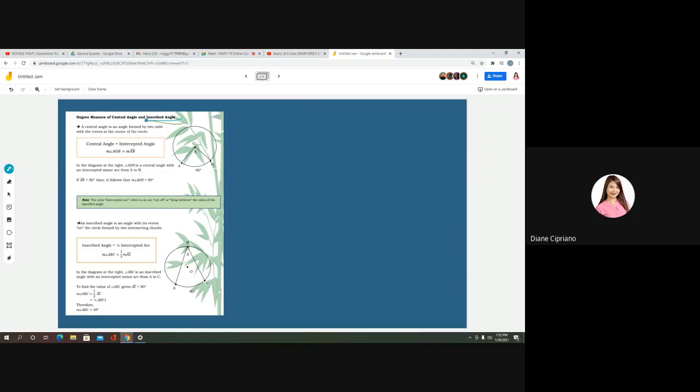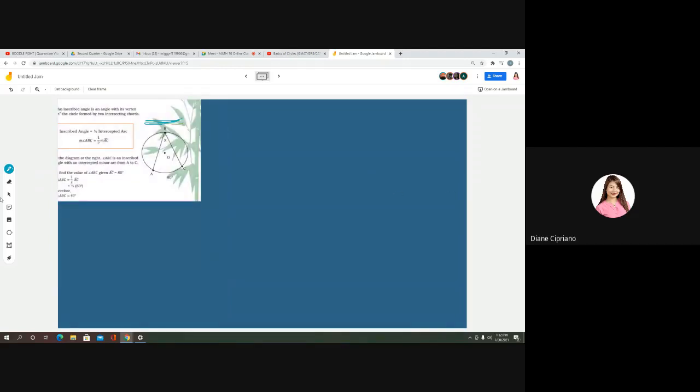Okay. So, we are now adding inscribed angle. A central angle is an angle formed by two radii with the vertex at the center of the circle. Yes, Angel?